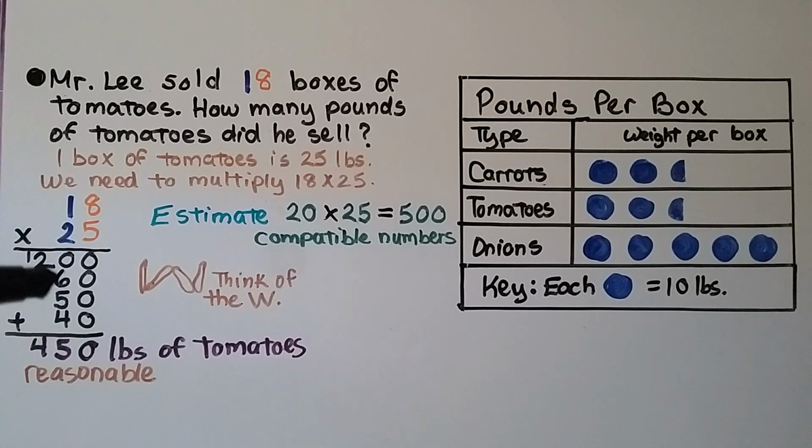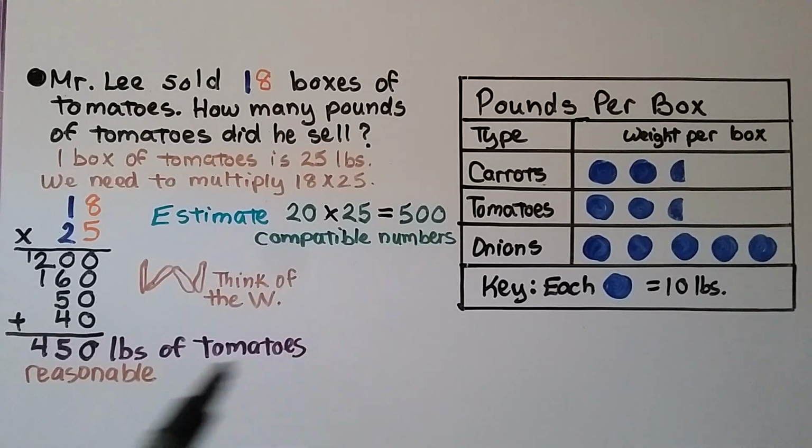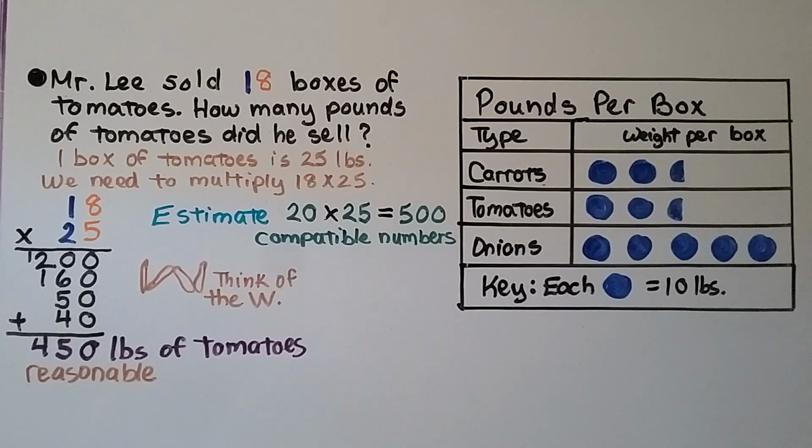I see compatible numbers here. 6 and 4 is a 10, plus 5 more is 15. We regroup the 1, put the 5 down. We have 2, 3, 4 in the hundreds place. We have 450. And our estimate was 500. That's kind of close, so it's reasonable. So we know he sold 450 pounds of tomatoes.